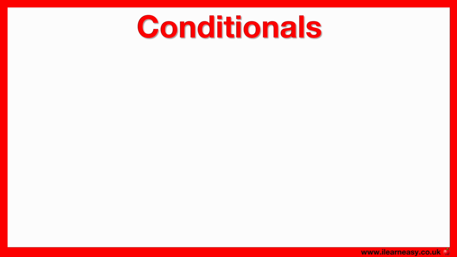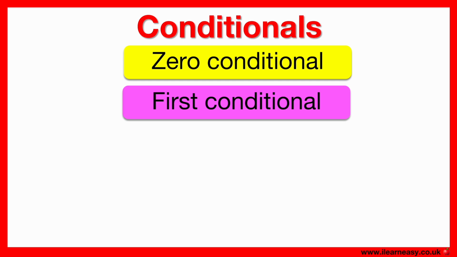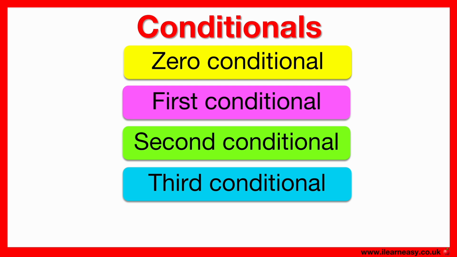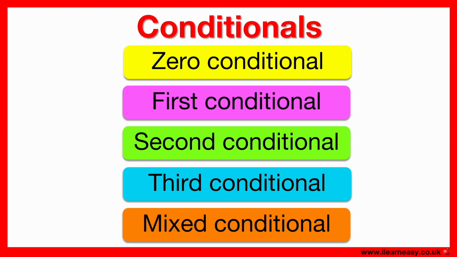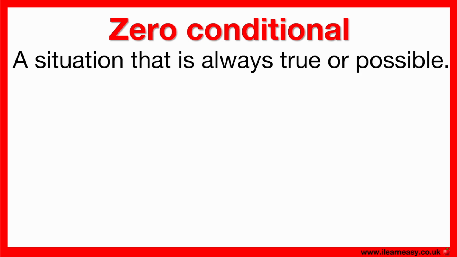There are 5 types of conditionals in English: zero conditional, first conditional, second conditional, third conditional, and mixed conditional. Zero conditional. This conditional refers to a situation that is always true or possible.